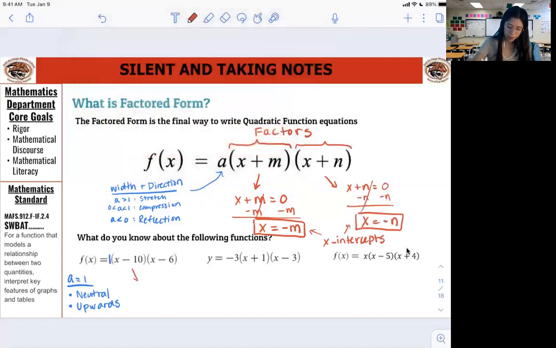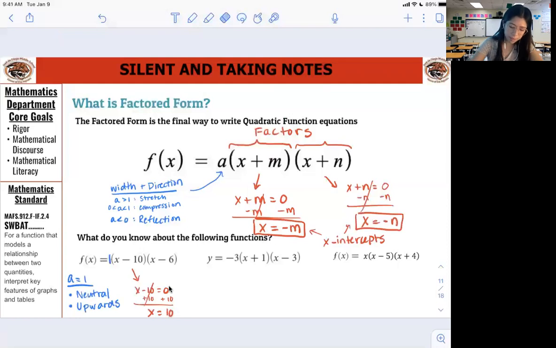I can take each of my factors and set it equal to 0. And what would happen in this one? I would add 10 to both sides. So what's my x-intercept? What's 0 plus 10? Positive 10. So this is the long way to do it, because really, what can you do?